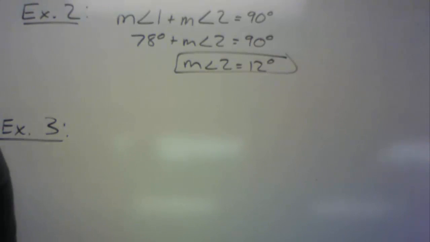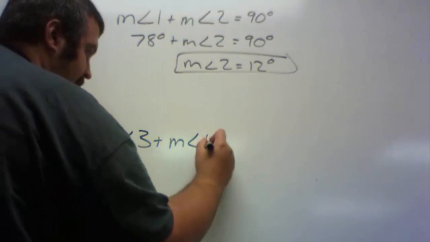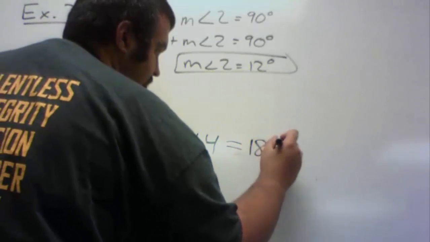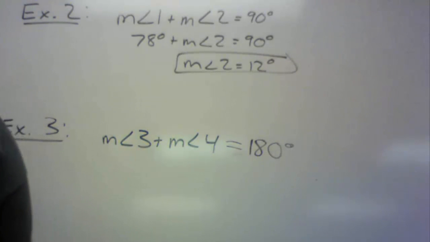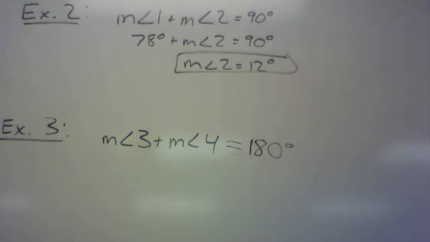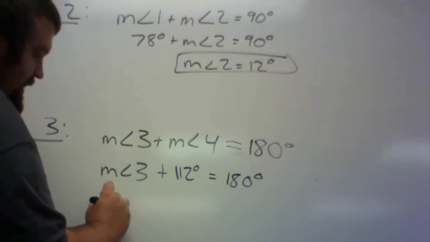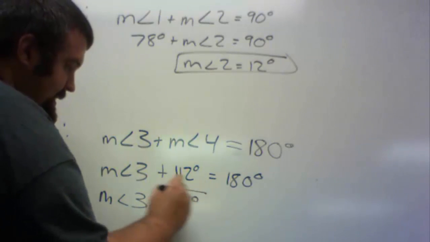Similarly, for example 3, when I see that it says given that angle 3 and angle 4 are supplements, and the measure of angle 4 is 112 degrees, when I hear angle 3 and angle 4 are supplements, I right away can write down this. If they are supplements, that means they add together to be 180 degrees. Just like before, when it was complements, the two angles added together to be 90. At this point, I plug in that 112 degrees for measure of angle 4, and I solve for measure of angle 3. In this case, it's just subtracting 112 from both sides, and I get 68 degrees.